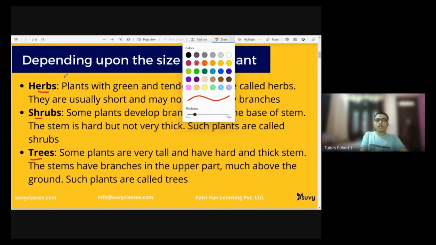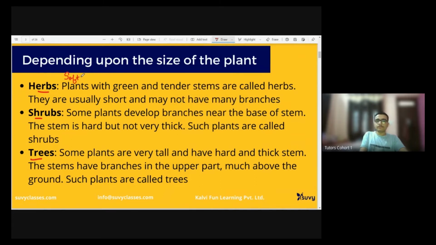Okay, so herbs are soft. They have green and soft stems. Tender means soft. Herbs are usually short and may not have branches. They are short, and they may or may not have branches.